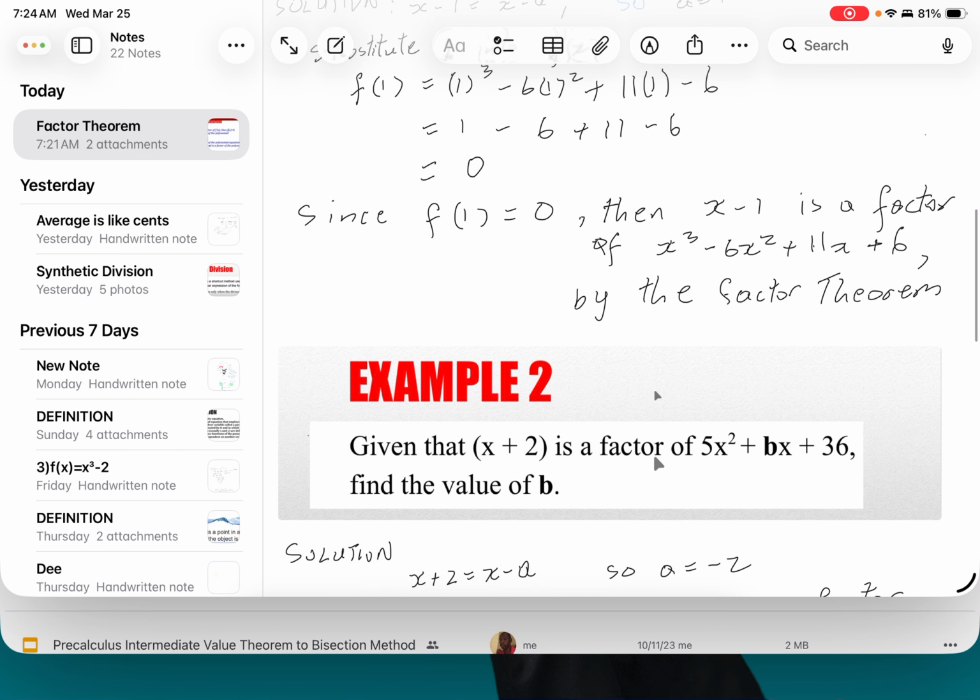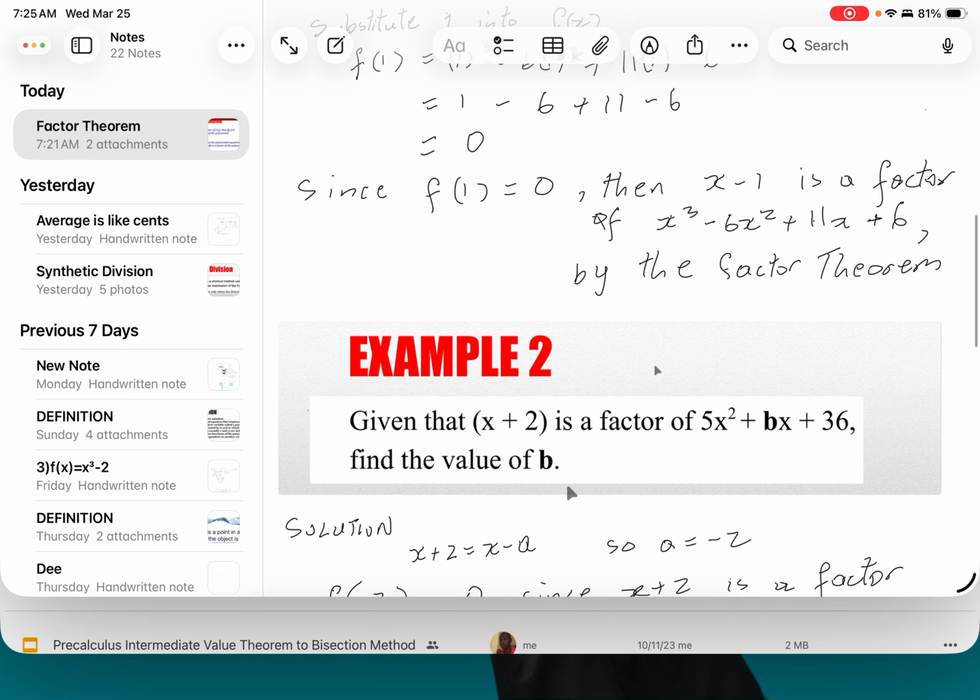So we're told that it is a factor of this polynomial, 5x squared plus bx plus 36. We don't know the value of b, so we want to find the value of b. So what do we know? We know that x plus 2 is a factor. So let us find what we are going to plug in, that is, what is our value of a. So we say x plus 2 is equal to x minus a, and solve to get what a is. So a will be equal to negative 2.